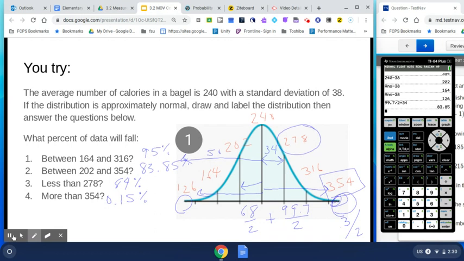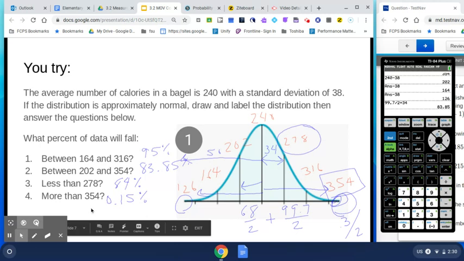Okay, this concludes empirical rule for today.